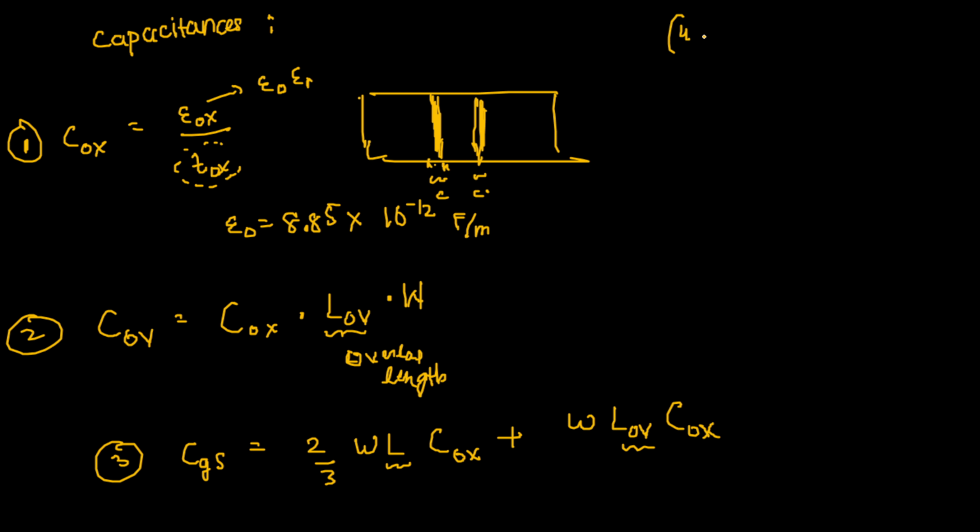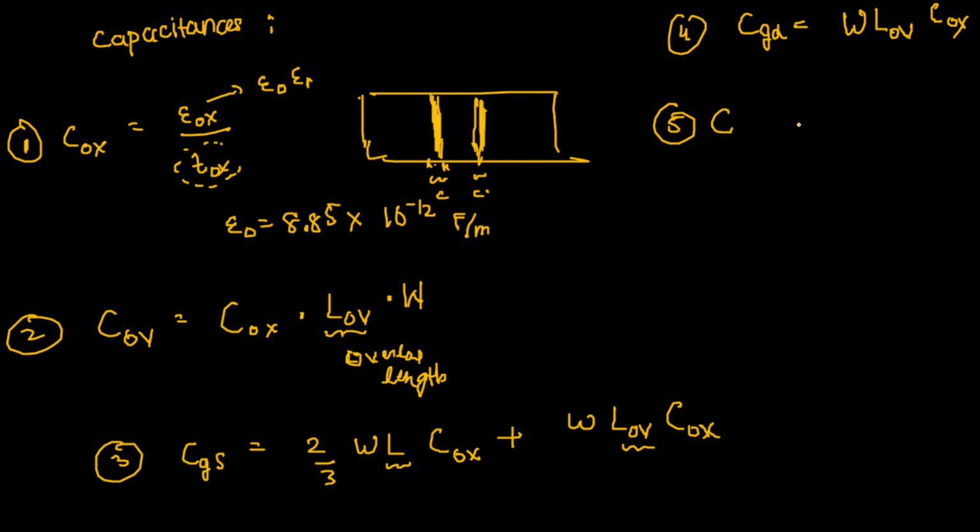So then we have CGD, which is given by W times the overlap length times the oxide capacitance. So that is the capacitance between gate and drain. So now we have the gate capacitances.